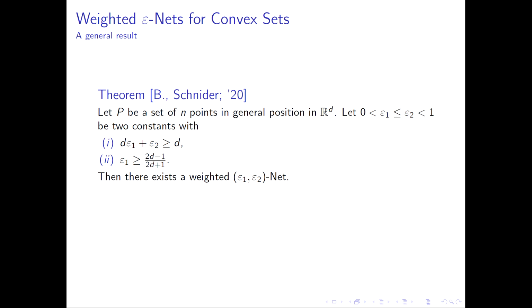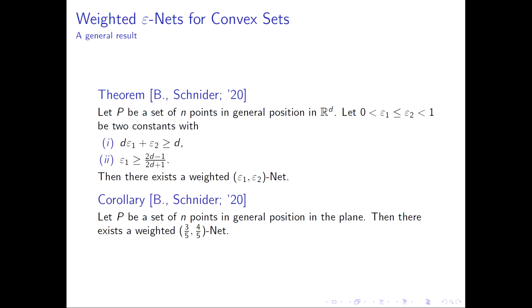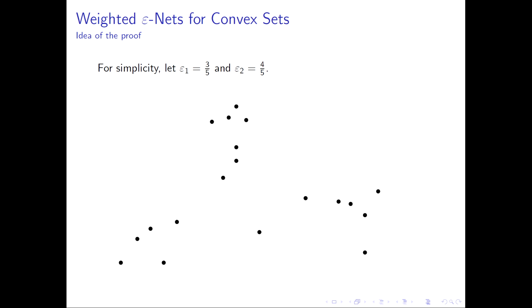To give you an idea of the proof, let us restrict ourselves to the plane, so R2, and let us further restrict epsilon1 to be 3/5 and epsilon2 to be 4/5. So what does this mean? Whenever we have a set containing more than 3/5 of the points, it should contain one of the special points, like these ones. And whenever it contains more than 4/5 of the points, then it should contain both special points.